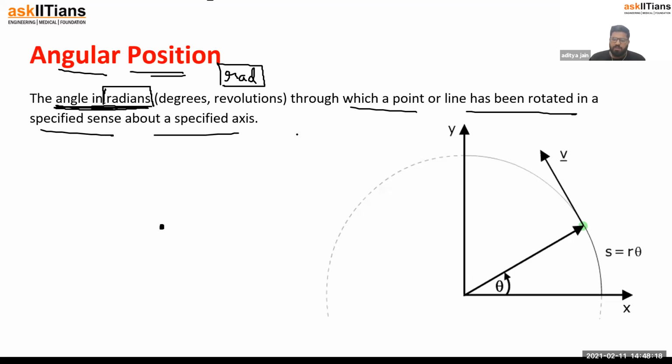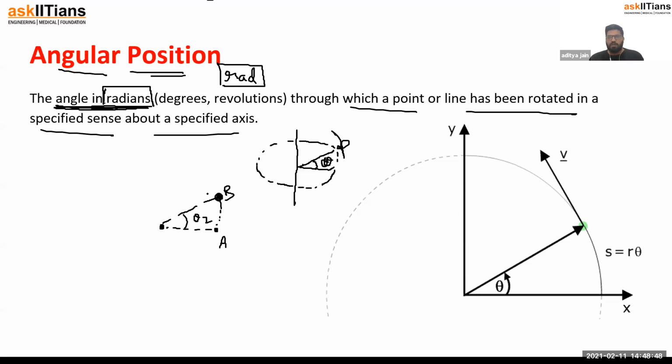Suppose this is a point, or you can say this is the axis about which a body is rotating in a circular motion like this. Whatever angle it moves through, suppose it has been rotated by angle theta. This theta angle is defined as the angular position of that particle P. Or in the case of a point, suppose this is A, and at some point of time it is at B and it has covered an angle of theta 2. So theta 2 will be defined as the angular position of the particle at position B. Angular position is nothing but the angle through which a point or line has been rotated in some particular direction.